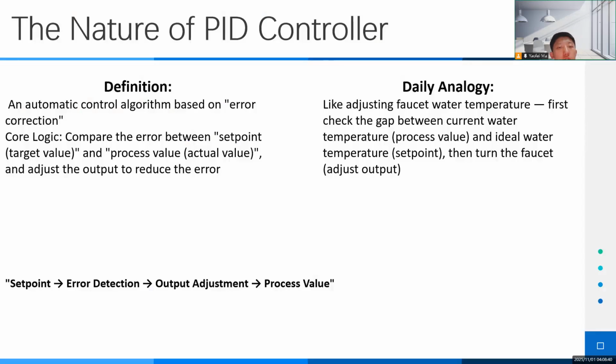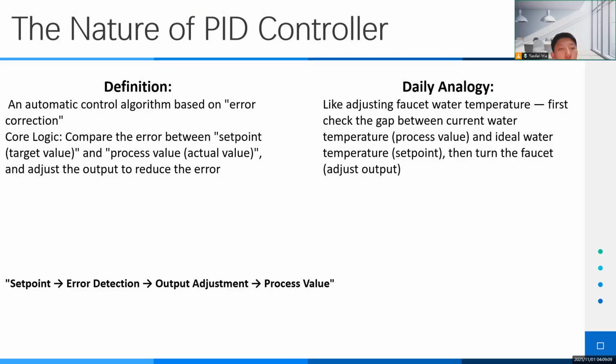The nature of PID controller. First, what is PID controller? It's an automatic control tool that works by correcting errors. Its core idea is simple. Compare the set point and the process value. Then change the output to make the error smaller.